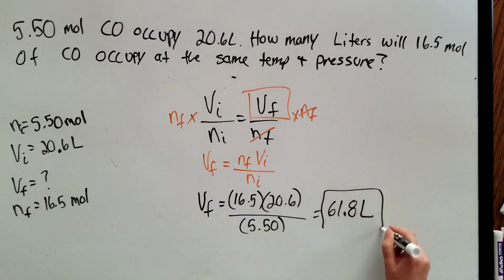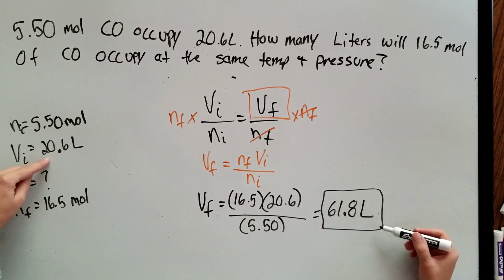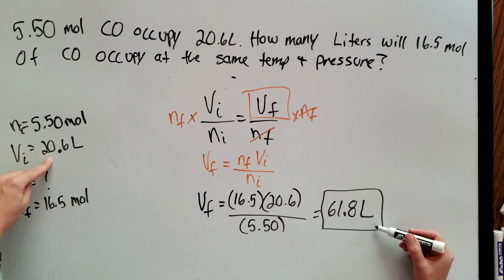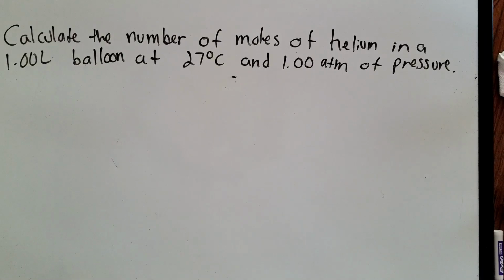Now it's nice to double check, right? Our molar amount increased. So if our moles increased, that means our atoms, our molecules increased. Okay, so if we have way more molecules, what would we expect for our volume? More molecules take up more space, so I would expect a higher volume. Did the volume go up? Went from 20 up to 61.8. Indeed it did.